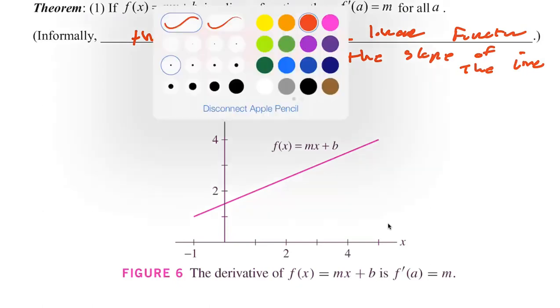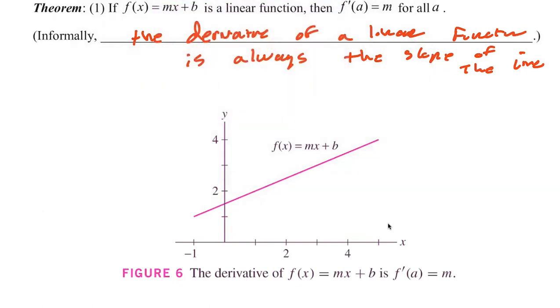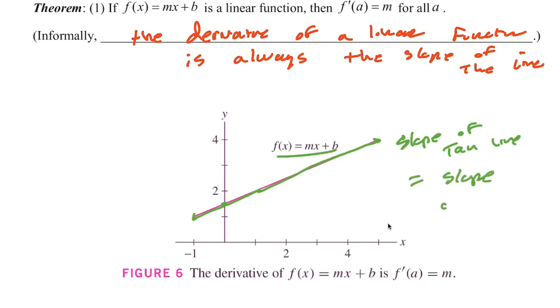Why? Well, think about it logically, right? I have this line here, this graph here. Let me change the color actually to better show it. If I want to find the slope of the tangent line, which is what a derivative is, well, how do you draw a tangent line to this thing? It's the same line, right? This touches it the whole way. So the slope of a tangent line is equal to just the slope of a line when it's linear. So they're the same thing.